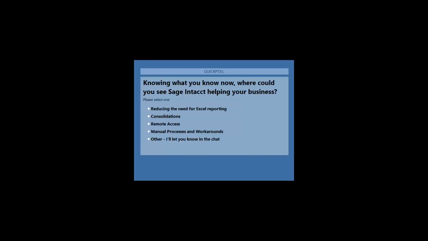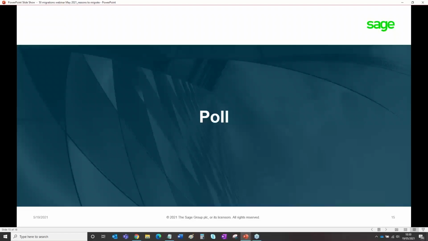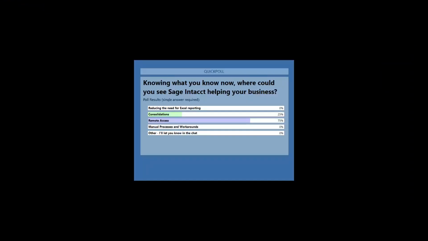Okay, we're going to go ahead and close the poll again now. So once again, it seems that remote access seems to be an area that people have been quite interested in exploring more, and it looks like they can see how Sage Intacct can help in this area, but also on the consolidation side as well. Lovely. Okay, it's nice to see a bit of consistency through them all.